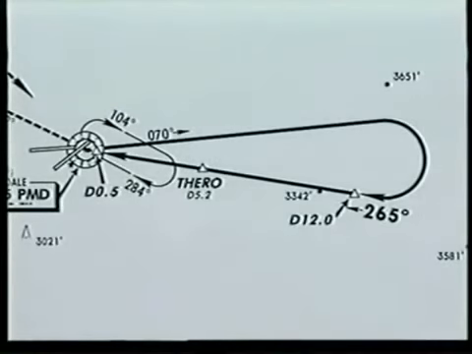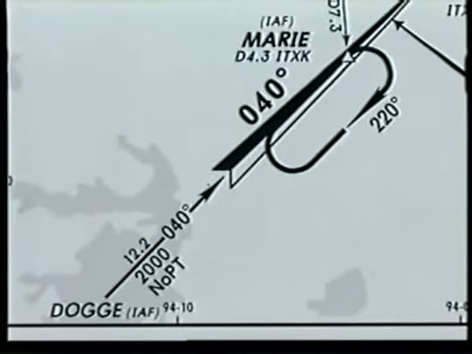When a procedural track is charted, such as this teardrop or this holding pattern, you must fly the procedure exactly as shown unless you're being radar vectored. Where the notation "no PT" appears, a procedure turn is not required or authorized.